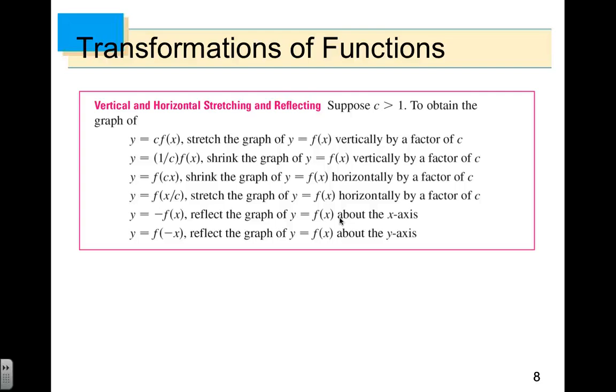Multiplying on the inside will stretch the graph horizontally. Dividing on the inside will compress horizontally. Sorry, I have that backwards. Multiplying on the inside by a value will shrink the graph horizontally, and then dividing will stretch the graph horizontally. Multiplying by a negative value on the outside of the function will just reflect the graph over the x-axis, and negating the x value inside the function will flip it about the y-axis, or reflect about the y-axis.